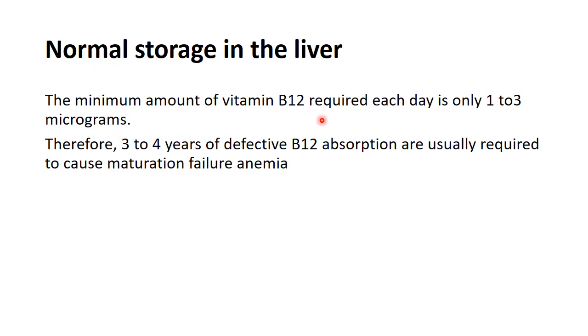The minimum amount of B12 required each day is 1 to 3 micrograms. A very small amount is required daily. So for the precipitation of the symptoms, how much time does it require? It requires 3 to 4 years to precipitate the symptoms, because the daily requirement of B12 is 1 to 3 micrograms and it is usually stored.